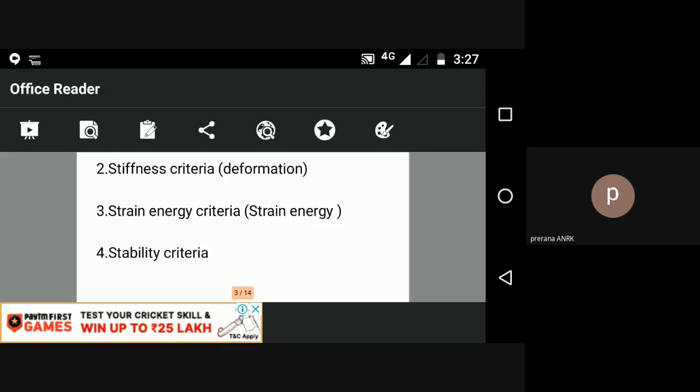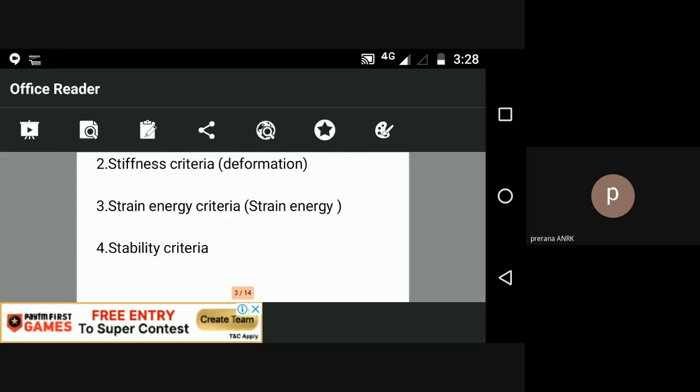But one more thing you have to remember: failure doesn't mean it breaks into two pieces. Failure means it is not functioning. We design a member for a particular purpose, and if it cannot satisfy that, it is called a failure. For example, we design a beam to carry a transverse load. If the beam cannot carry the transverse load, it is called a failure. Don't think failure means it breaks into two pieces. That is the strain energy criterion.